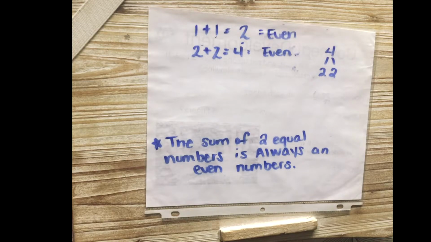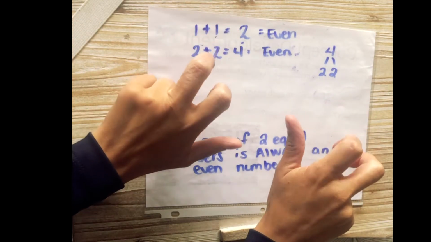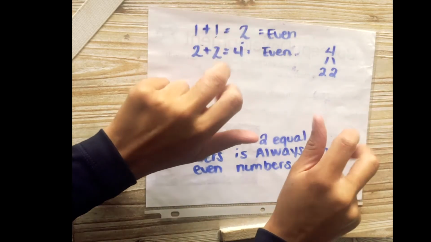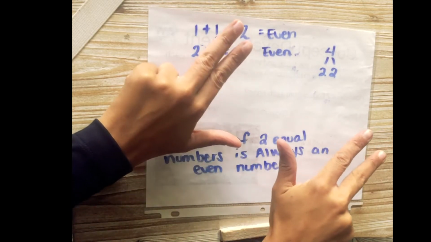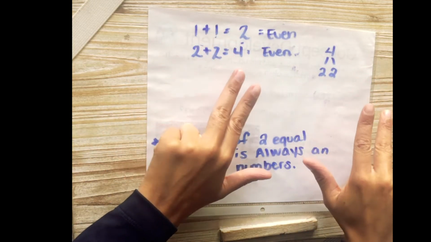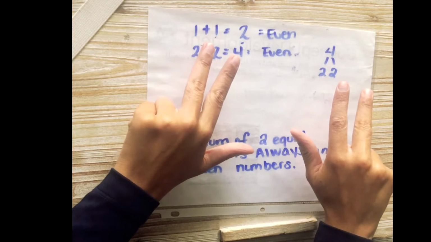Now, I want you to pop up the next finger on each hand. So we had our thumbs out. We had our index finger out. And now let's pop up the next finger. What is a doubles fact equation that I can write to represent how many fingers I'm holding up? Take a second to think about it.